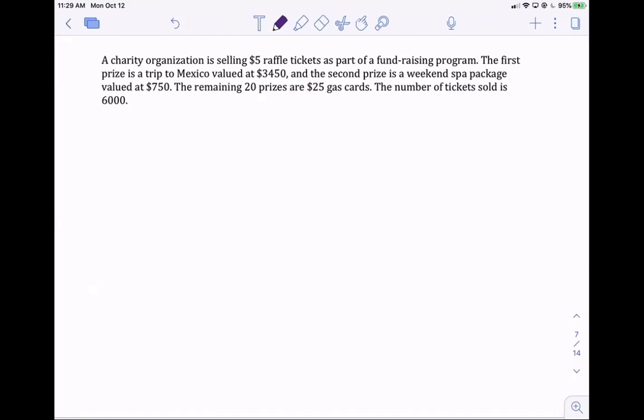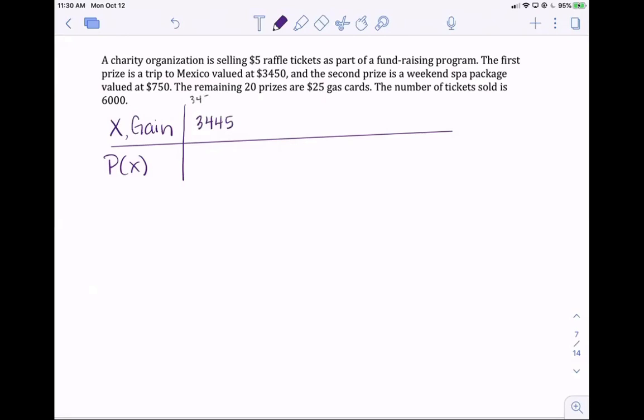So if we make our table, remember, X represents the gain. And then we're going to find our probability. All right. So first prize we have is a trip to Mexico, $3,450. How much are you actually gaining if you win that? $3,445. Because yes, you won $3,450 essentially, but how much did you have to pay to win that? The $5 for the ticket. Okay. So how many people are going to win that trip to Mexico? 1 out of how many people total? 6,000. And leave it as a fraction for now. It's going to make the calculations part easier.